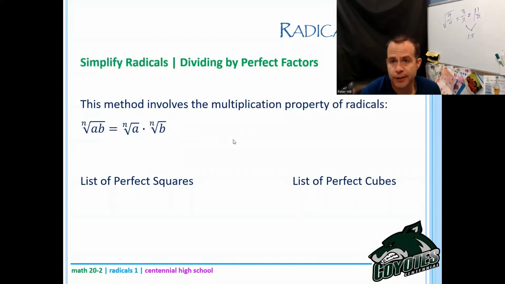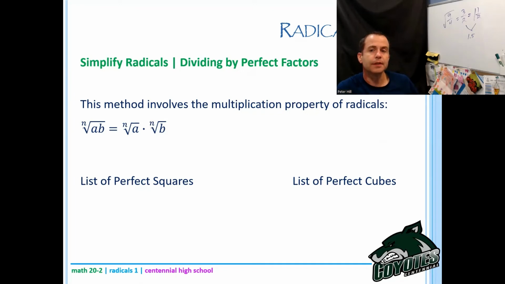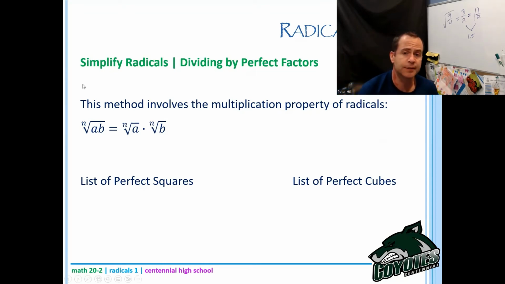All right, now we're going to look at the one I tend to use more often, which is dividing by perfect factors. So either perfect squares or perfect cubes, okay? So this method involves the multiplication property of radicals. Really, the other one did as well, but the multiplication property of radicals says the nth root of a times b will be the nth root of a times the nth root of b. So if I have multiples inside here, I can split them up to be separate statements, each underneath their own radical with the same root index, okay?